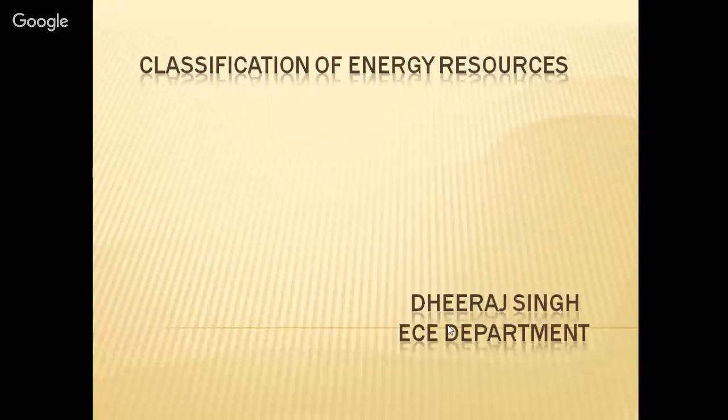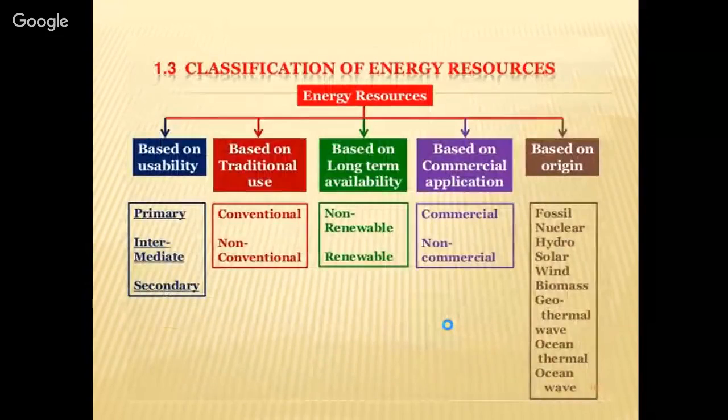Hello friends, the topic for today's discussion is classification of energy resources. Energy resources can be classified in the following ways. First one is based on usability, based on traditional use, based on long-term availability, based on commercial application, and based on origin. Based on usability, it can be classified as primary, intermediate, and secondary.